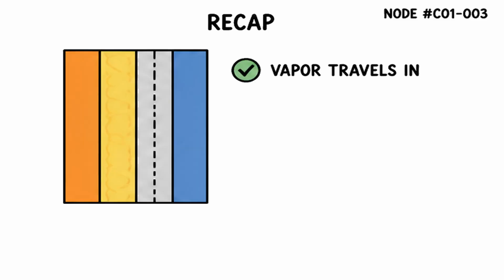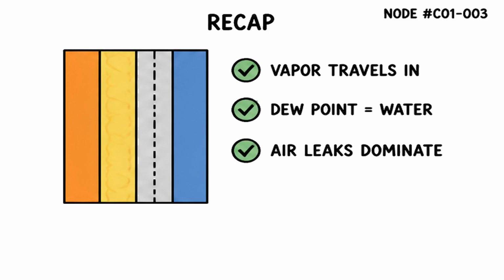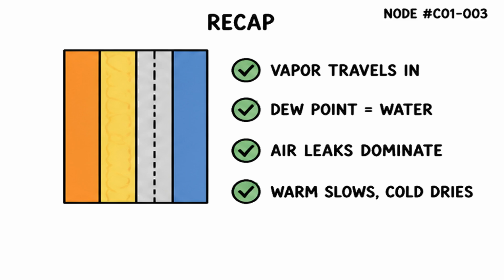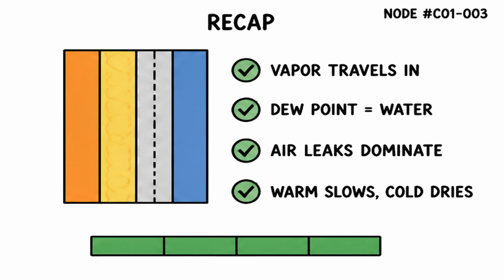Quick recap. Vapor travels into the wall. Where temperature crosses the dew point, water forms, hidden. Air leaks carry most of it. Warm side slows vapor, cold side dries, and climate decides which side is which.